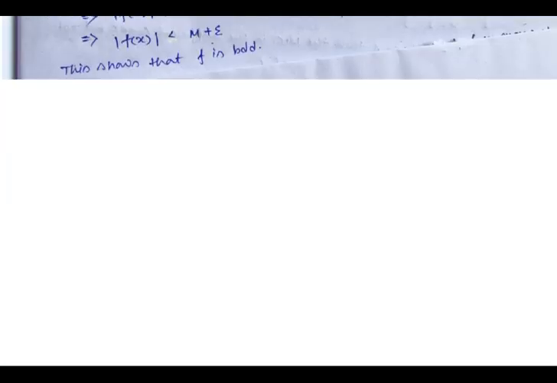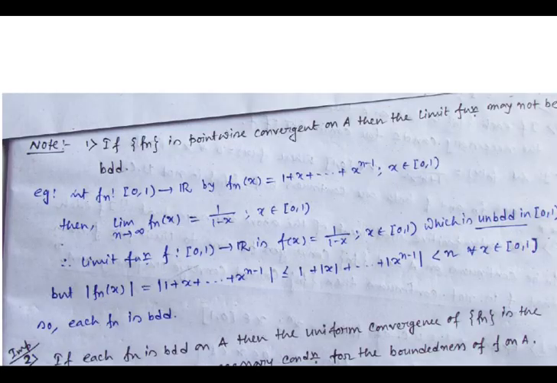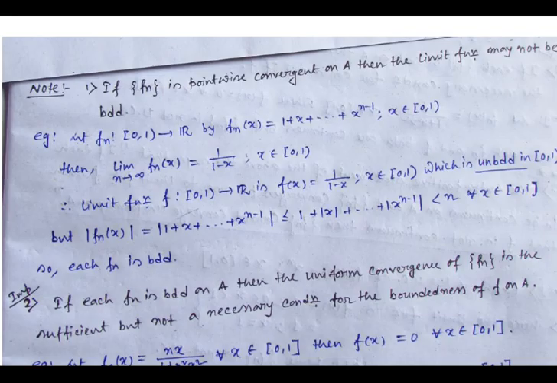Okay, so let us go for some notes. The notes are also important that I want to say. From this theorem, if it is given in the question that the sequence of functions is pointwise convergent, no, we cannot declare it, because if a sequence of functions is pointwise convergent on A, then it is not guaranteed that the limit function is also bounded, even where each and every term of the sequence of functions is bounded.